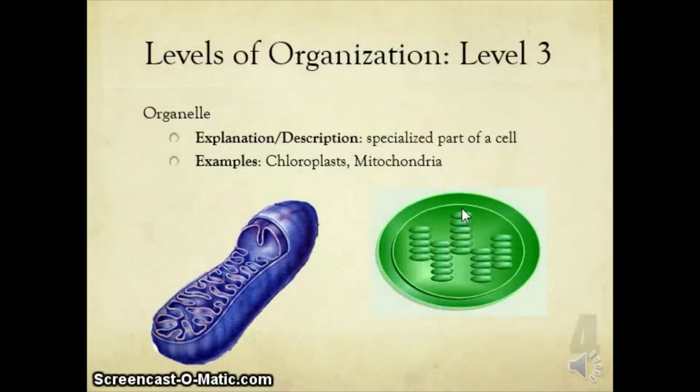The third level of organization is the organelle. So molecules combine together to form organelles. Organelles are specialized parts of a cell. We learned about a lot of organelles when we talked about the cell. Things like chloroplasts, mitochondria, endoplasmic reticulum, the cytoskeleton, all of those parts are organelles of the cell.